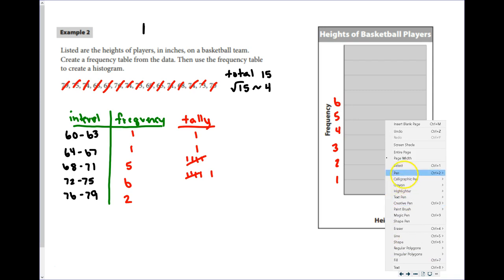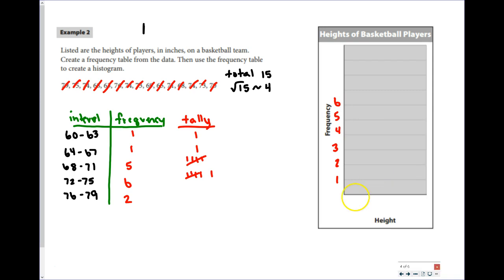And then like before, I'm going to draw these little diagonal lines. I have 5 intervals, so 1, 2, 3, 4, and that gives me 5 slots. So I'm going to go ahead and label those: 60 to 63, 64 to 67, 68 to 71, 72 to 75, and 76 to 79.